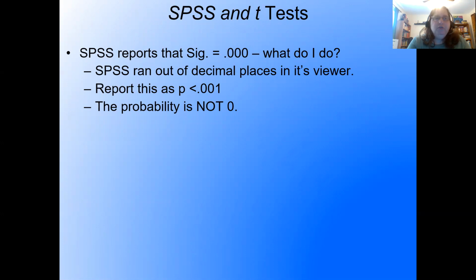So instead, we're going to report this as p less than 0.001. So if you ever see a sig value of 0.000, and this is true for any test going forward, for the t-tests, for the other tests we'll talk about after this, it's true for all of these, that you will always report a 0.000 as p less than 0.001.